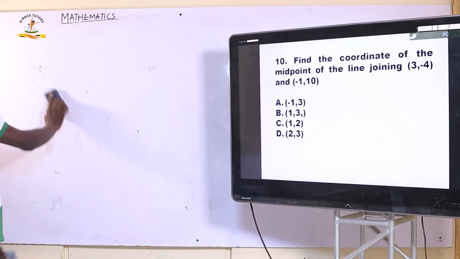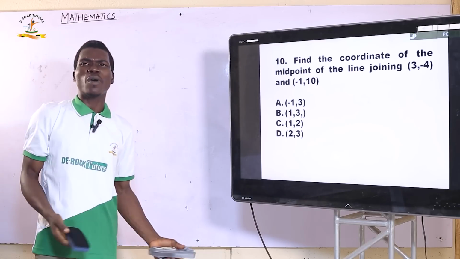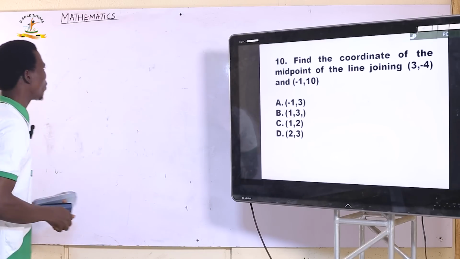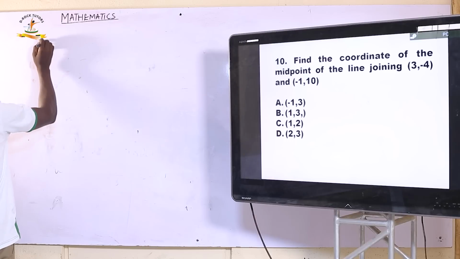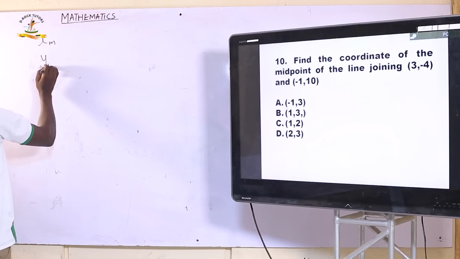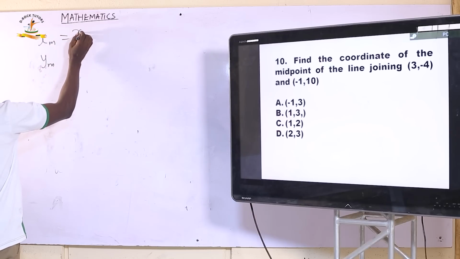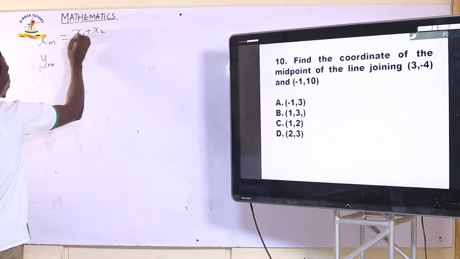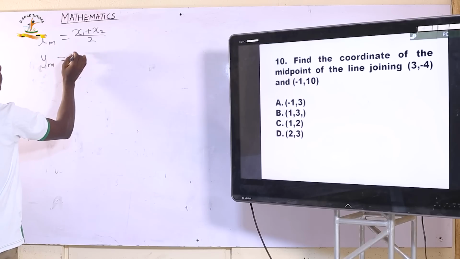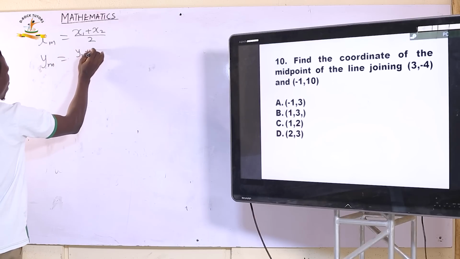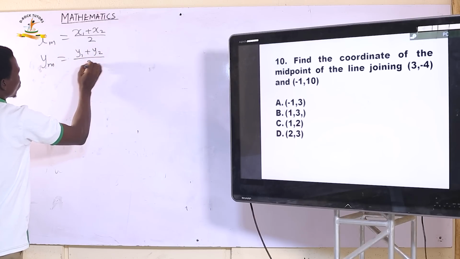So we need to remember the formula for getting the midpoint of any two points. The formula is simply xn and yn. For xn, it will be x1 plus x2 all by 2. For yn, it is y1 plus y2 all by 2.